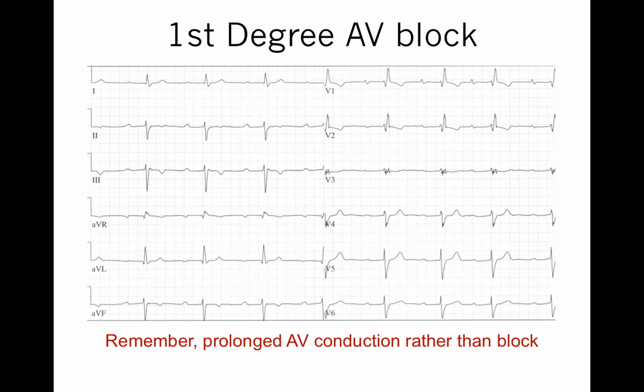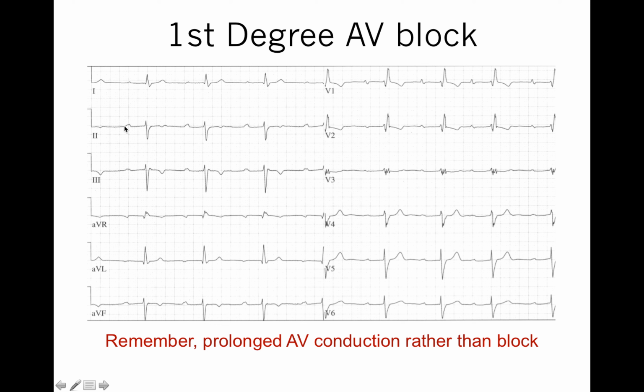So this is an example of first degree AV block. Here we have a sinus P wave. So there's a P wave that's positive in 1 and 2. There's a very prolonged PR interval, more than one large square, so more than 200 milliseconds, and then there is a QRS complex. So this is a prolonged PR interval leading to what we call first degree AV block.